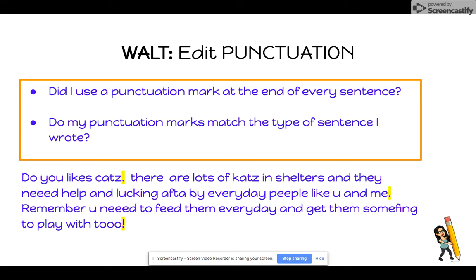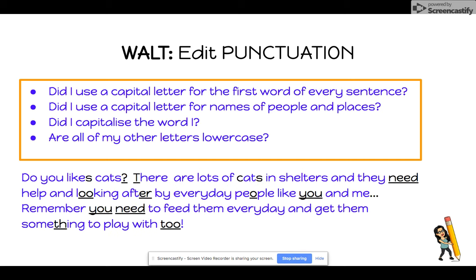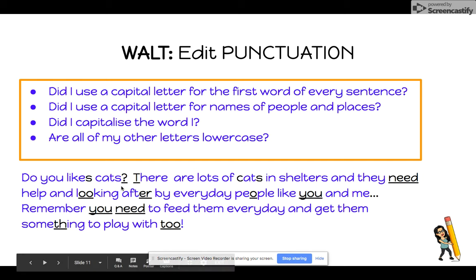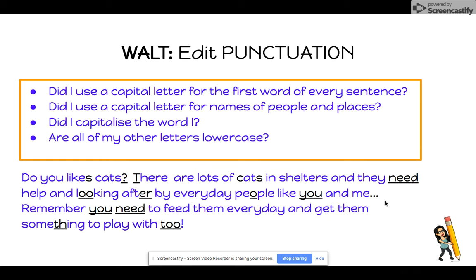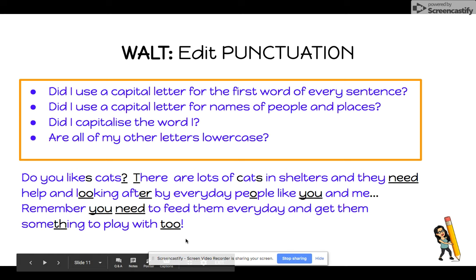Edit punctuation. Did I use a punctuation mark at the end of every sentence? Do my punctuation marks match the type of sentence that I wrote? I've highlighted the 3 punctuation marks. Pause the video here and see if you think I've used the correct ones. Well done. Did you spot the differences in my punctuation? I changed this to a question mark. I changed this to an ellipsis to allow the reader to wonder what's going to happen. And I put an exclamation mark in to make my point.